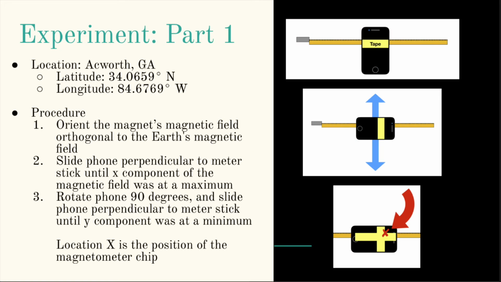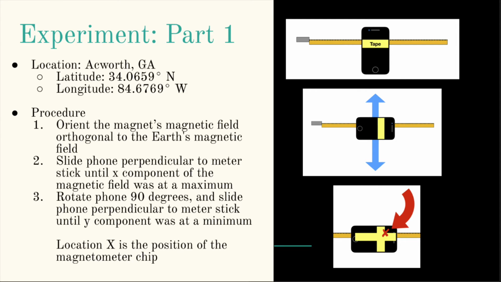My experiment was conducted in Acworth, Georgia. In the first part of the lab, I had to use my phone as a magnetometer and locate a magnetometer chip. First, I oriented the magnet's magnetic field orthogonal to the Earth's magnetic field so they can be accounted for separately. Next, I moved my phone perpendicular over the meter stick until I found the max X component of the field and placed a tape at that spot on the phone.